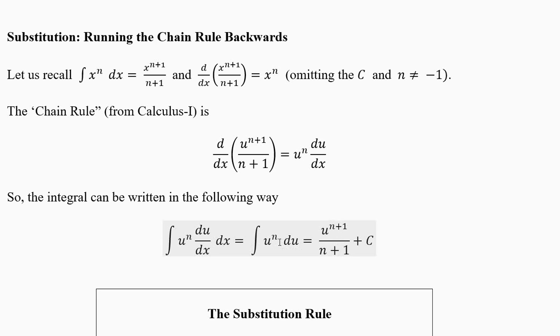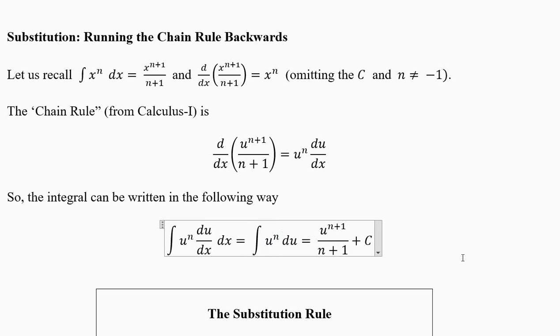See, here we are just changing the variable. Instead of x power n, we are saying it u power n. There is not a new formula here. This formula we have seen before. Integration of x power n is x power n plus 1 over n plus 1. And here we are writing it as u power n du. Here it was dx, here it is du. And the answer will be the same, u power n plus 1 over n plus 1 plus c.